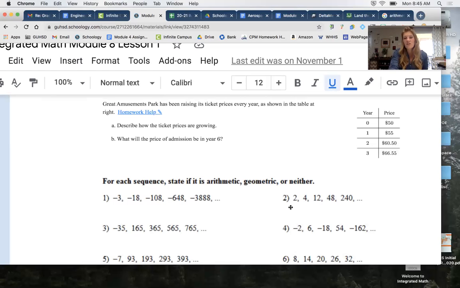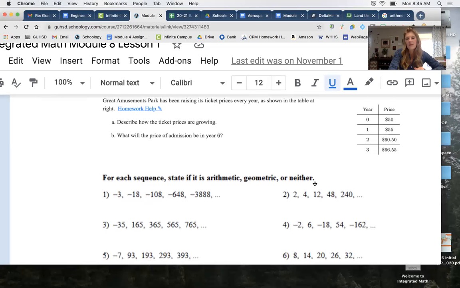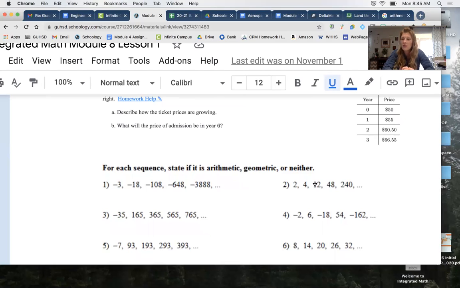4 divided by 2 is 2. 12 divided by 4 is 3. That actually doesn't have a common ratio either. Okay, so this one is neither. Okay, so that's what you're going to be doing today. You're going to be looking at these and deciding whether they're arithmetic or geometric or neither.